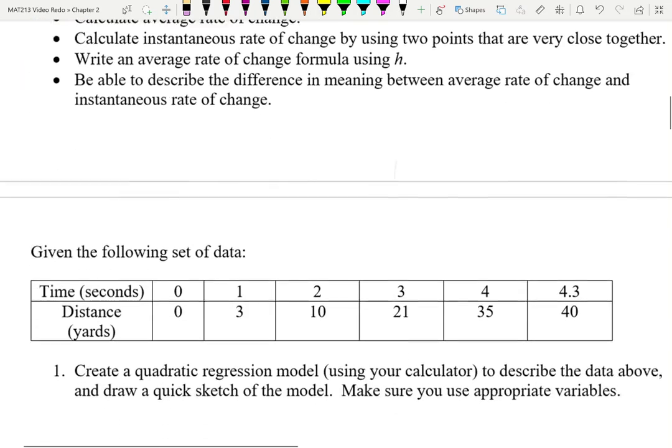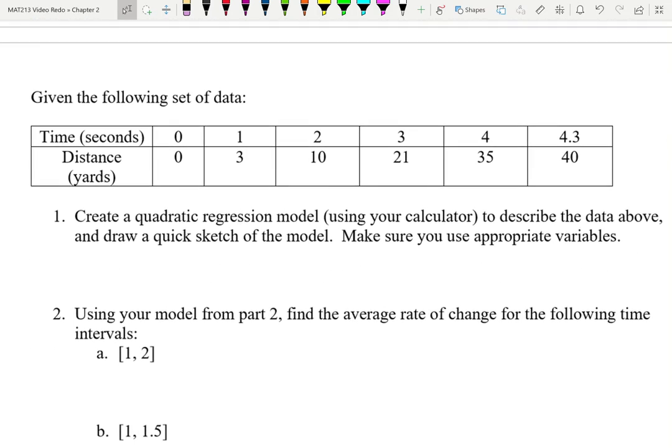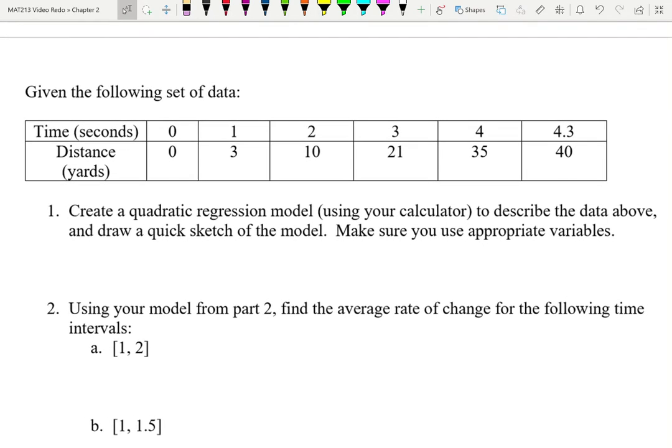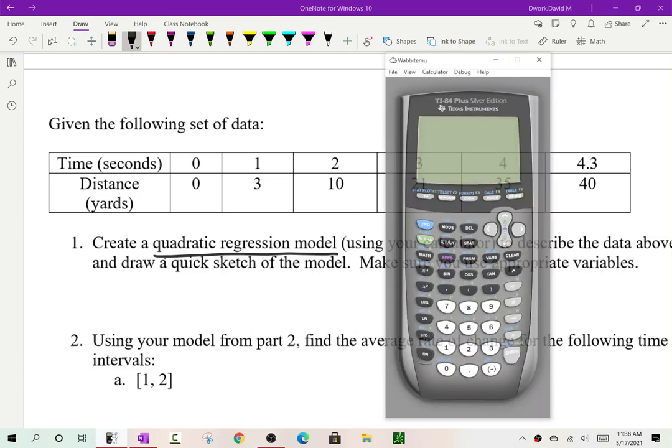Starting off, I'm giving you a set of data. This is time measured in seconds and how far something has traveled in yards. If I remember correctly, this was based off a car that I was measuring, but I don't remember for sure. Anyway, we're going to create a quadratic regression model. Anytime in this class we ask you to create a regression, that's always using your calculator.